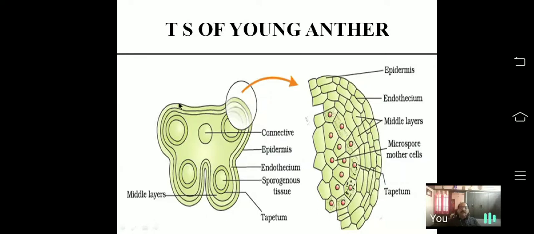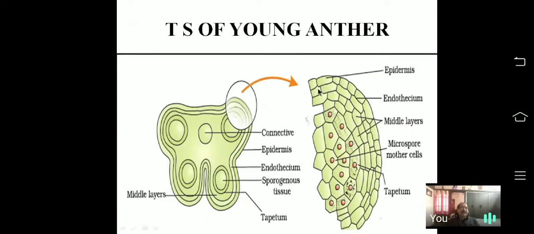Of this TS of young anther, the small sector is enlarged here, magnified. The wall of the anther consists of four layers. This is the outermost layer called the epidermis, made up of cylindrical shaped, thin walled, single layered parenchymatous cells.